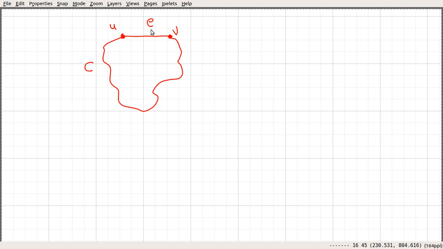Let's delete this edge from our graph G. We can see that in G minus E, these two vertices U and V are still connected. That says U and V are in the same connected component.